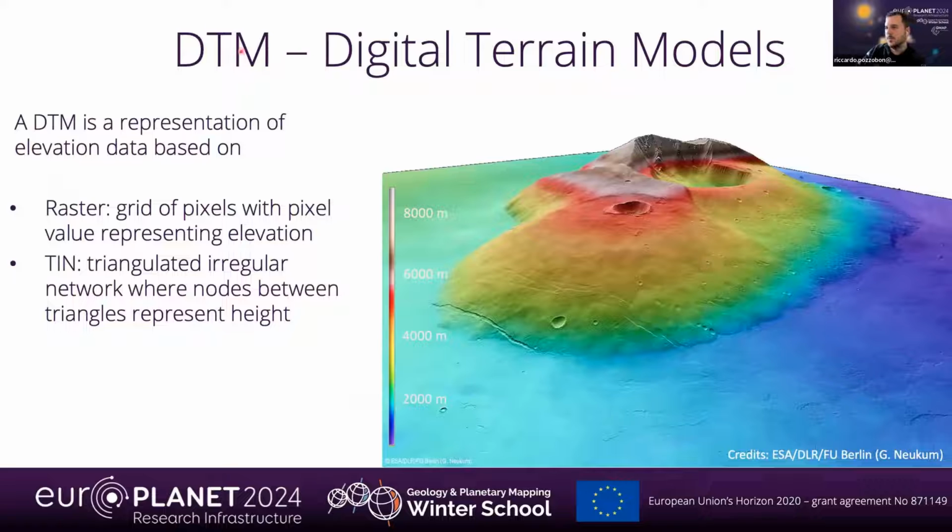DTMs are an acronym of digital terrain models, or digital elevation models. DEM can also be called. It's a representation of elevation data. It's basically an image where the pixels don't have color information, but they have numeric information corresponding to the altitude of that specific pixel. And if we put lots of pixels together, then we can derive the altitude of an object.